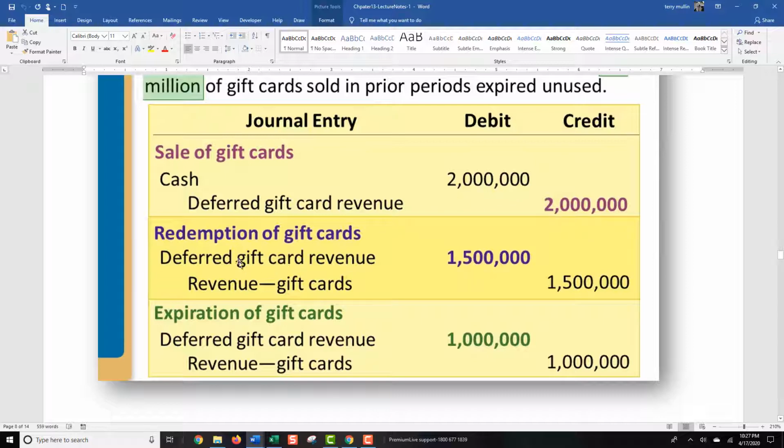When somebody redeems their gift card, in other words, they come to your establishment, buy their dinner, and hand you the gift card, then you convert the gift card into revenue. So you reduce the liability, increase the revenue. Right? And same thing happens then when the gift cards expire. The liability goes down and the revenue goes up.